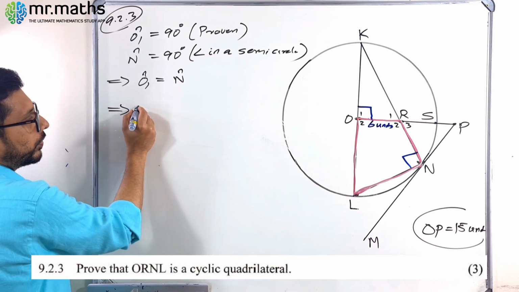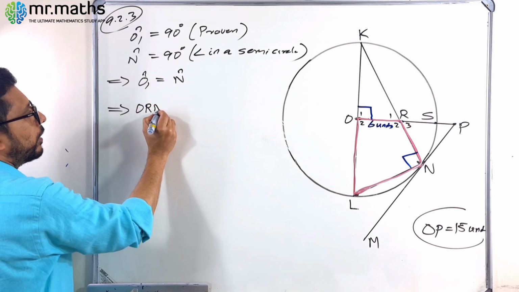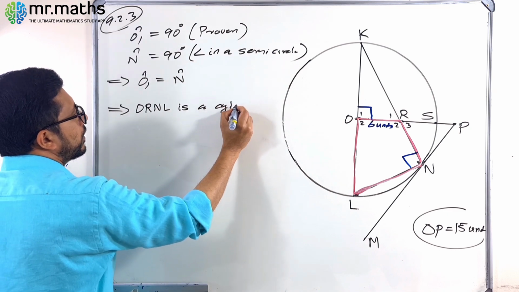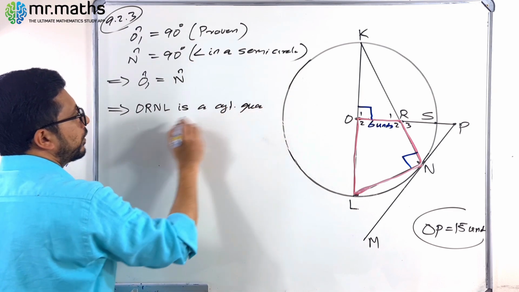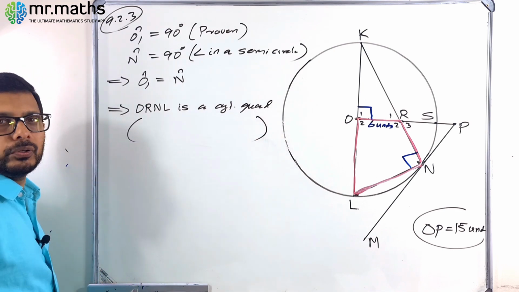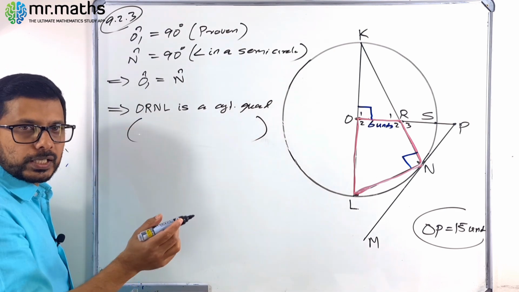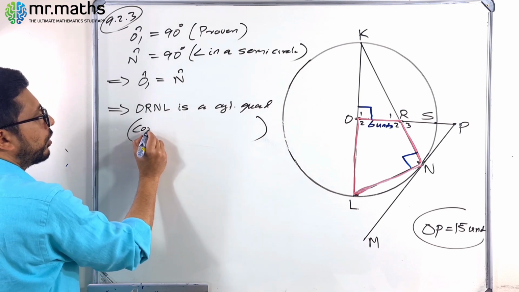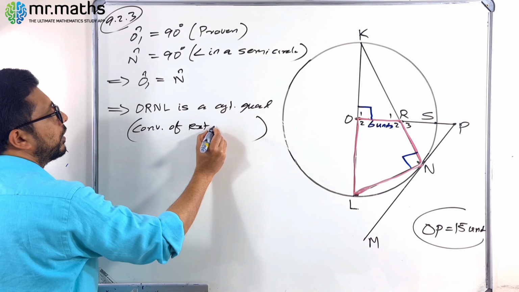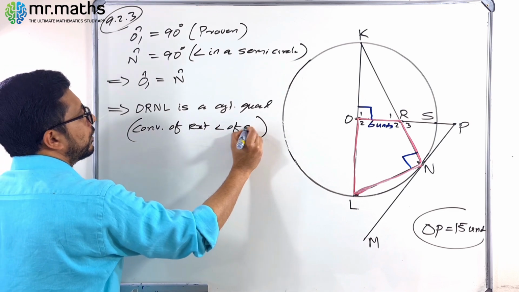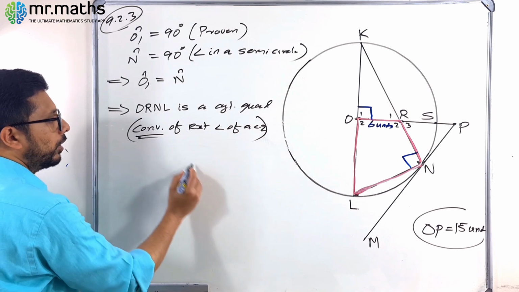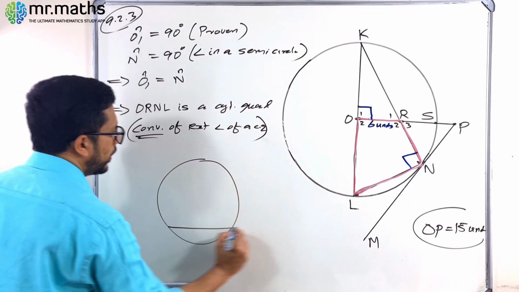It implies that ORNL is a cyclic quadrilateral. But the final mark is for the reason. What is the reason you have to write? You have to write that it is the exterior angle of a cyclic quadrilateral. So how can you write the reason? Converse of exterior angle of a cyclic quadrilateral. Why do we have to say converse of? Because what is the theorem you studied?